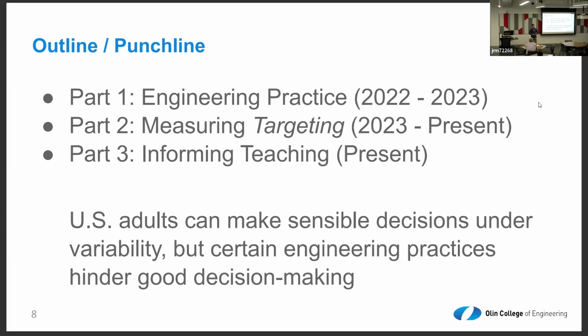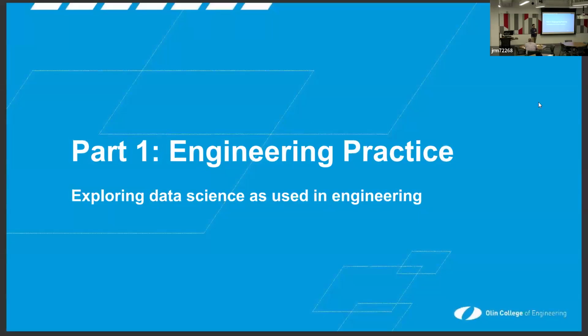Main punchline I want to give you is that I actually think that US adults are generally quite adept at thinking under variability, but certain engineering practices, especially reporting practices, end up hindering the underlying good decision making. We'll get there by the end.